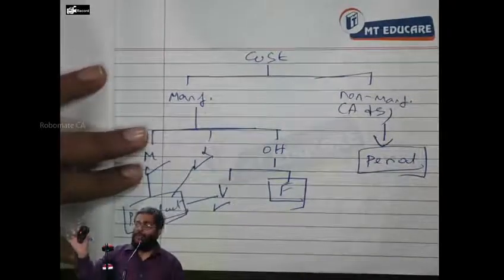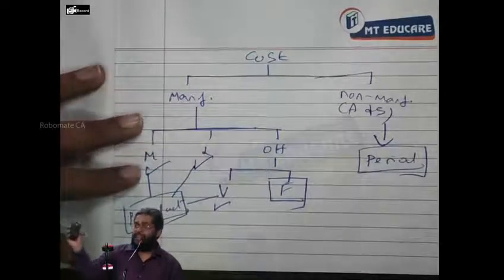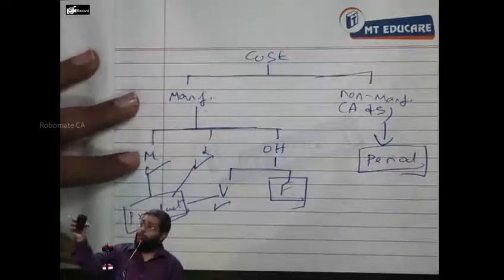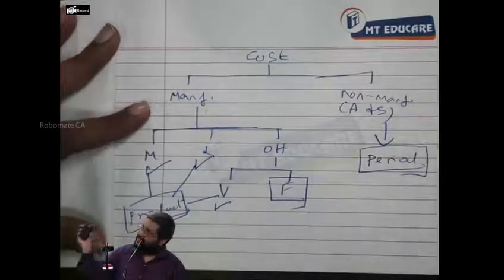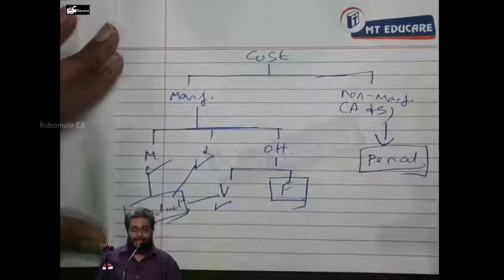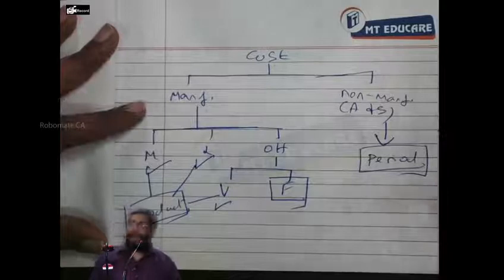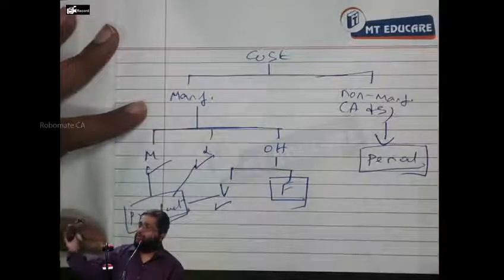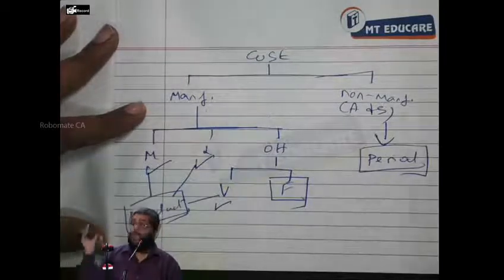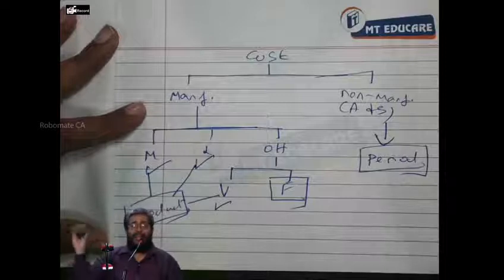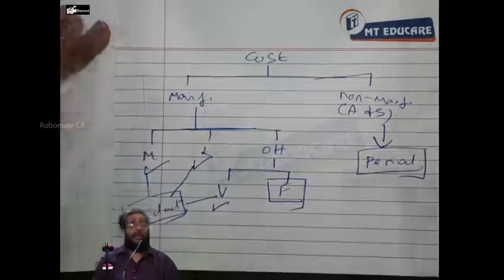Very simple. To produce a mouse, I spend material. Will it go to stock value? To produce a mouse, I pay wages. Will it go to stock value? To produce a mouse, I incur power cost. Will it go to stock value? To sell the mouse, I incur selling expense. Will it go to stock valuation? No. To do all this, I have an administration office and I pay salaries. Will it go to stock value? No. That means mouse cost will surely never have administration or selling expenses. Mouse cost will surely have material, labor, and variable overheads.